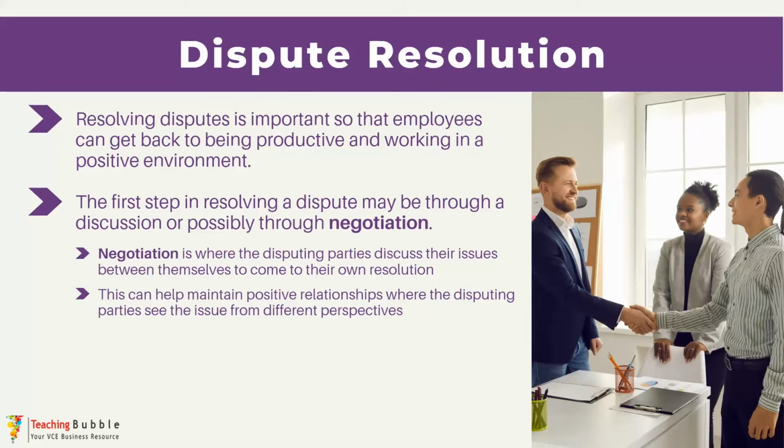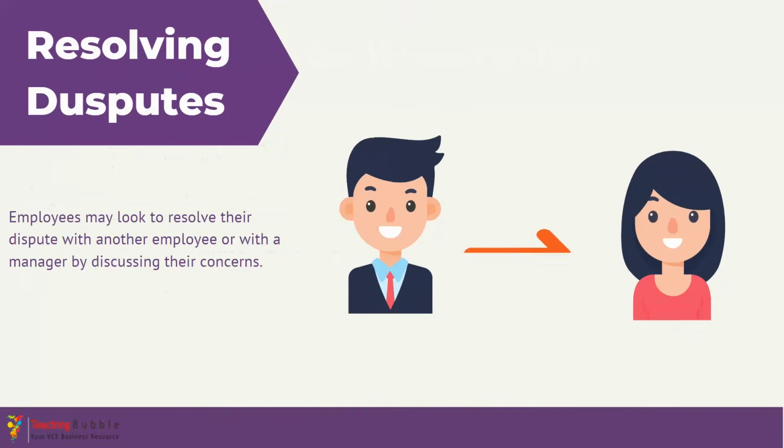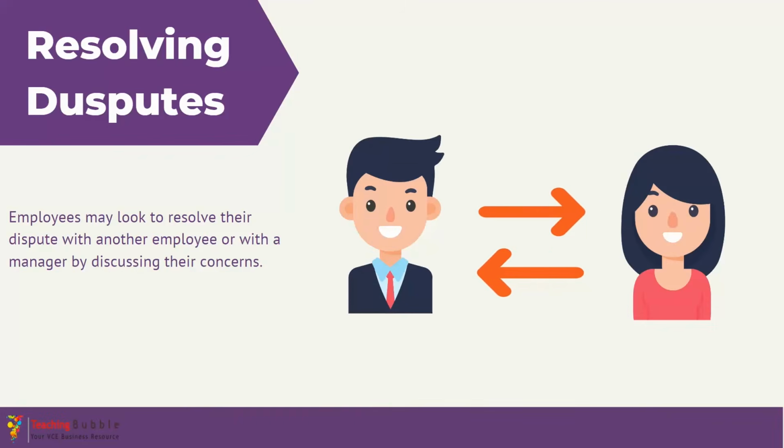Negotiation is where the disputing parties discuss their issues on their own and then come to their own resolution. That can help maintain relationships, which is really important. For example, let's say there's a dispute between two employees or between an employee and a manager. Maybe the employee is unhappy with how the manager or the other employee spoke to them at a meeting. The first step in resolving that dispute could be for the two of them to sit down and discuss their concerns. Maybe the manager apologizes for speaking to the employee with disrespect, and maybe the employee agrees that they shouldn't have really challenged the manager in front of everyone at the meeting.